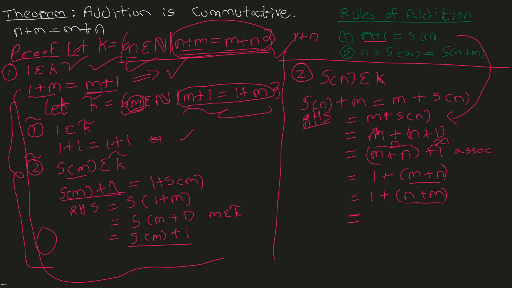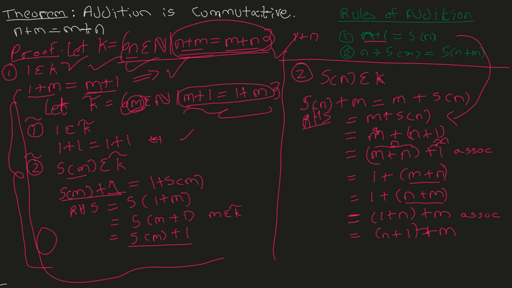So what next? We wrote it as 1 plus (n plus m). We can further write this as (1 plus n) plus m. Well, this is also from the associativity of the natural numbers, which we proved before. We can further write this as (n plus 1) plus m. I'm sorry about this. (n plus 1) plus m.